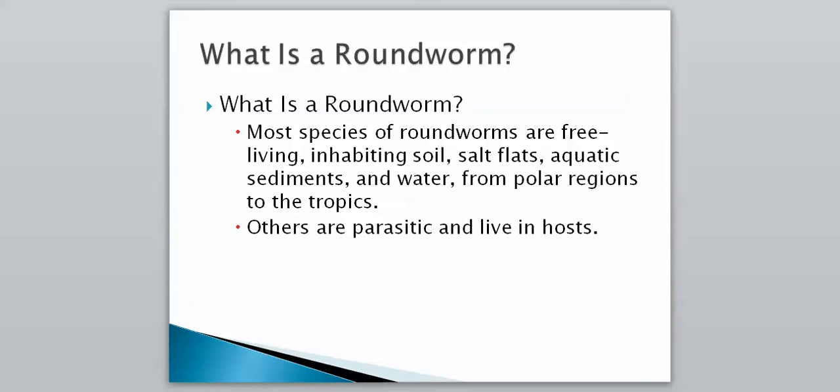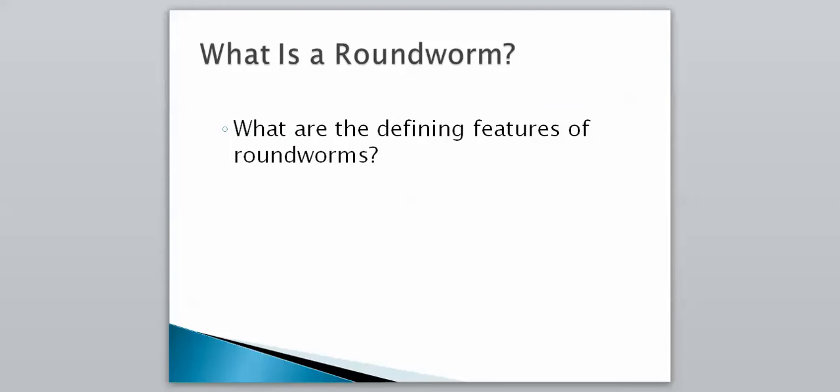So what is a roundworm? Most species of roundworms are free-living, inhabiting soil, salt flats, aquatic sediments, and water, and they live from polar regions to the tropics. So they live in a wide range of places. However, some are parasitic and will live inside hosts. We're going to take a look at those parasitic worms in the next video as well. Now we're going to look at the defining features of this group, what makes them so different from the other types of worms.